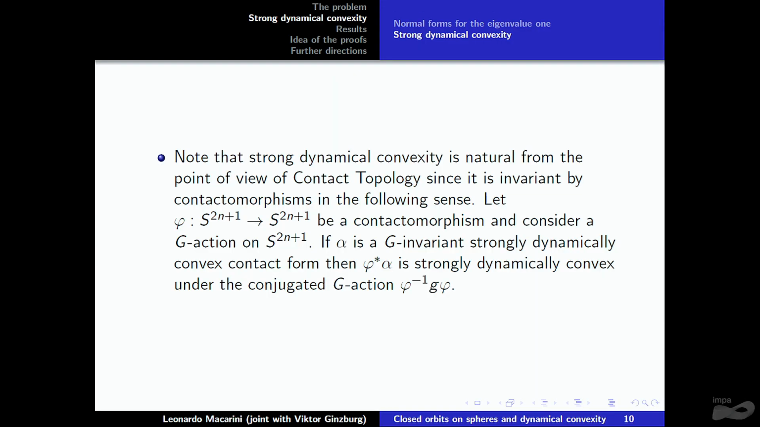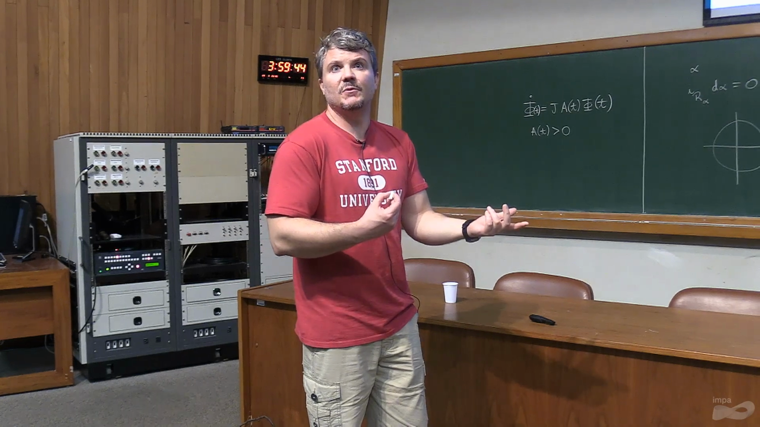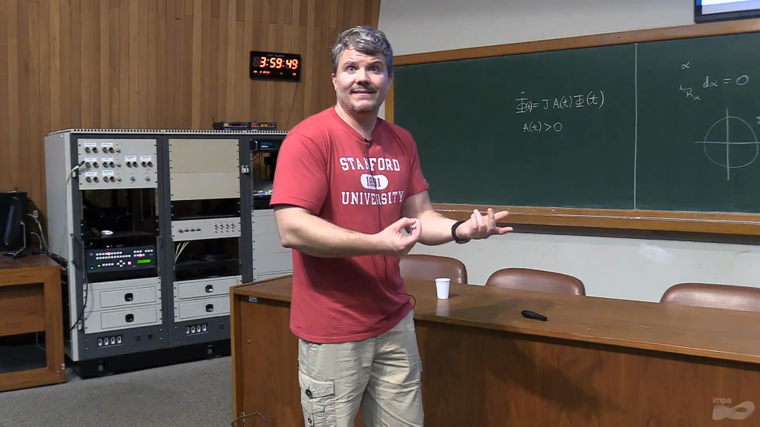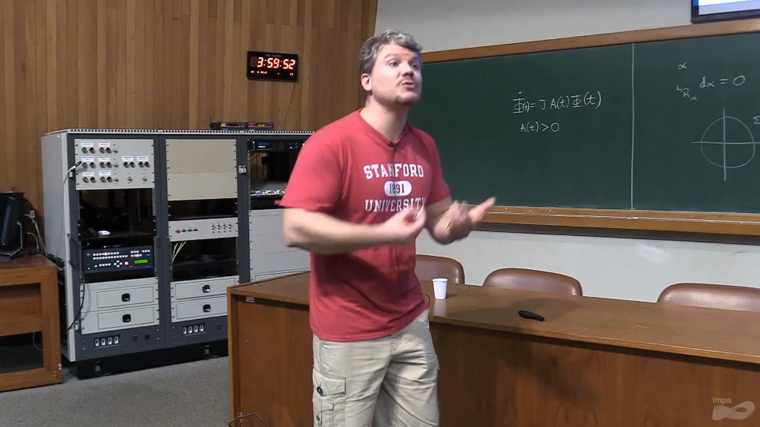Notice that this condition, this definition, strong dynamical convexity, is natural from the point of view of contact topology, because it's invariant by contactomorphisms in this sense. So if you have a G-invariant contact form that is strongly dynamically convex, then the pullback of this contact form is, of course, no longer in general G-invariant, but it's invariant by the conjugated action. And it's strongly dynamically convex with respect to this conjugated action.